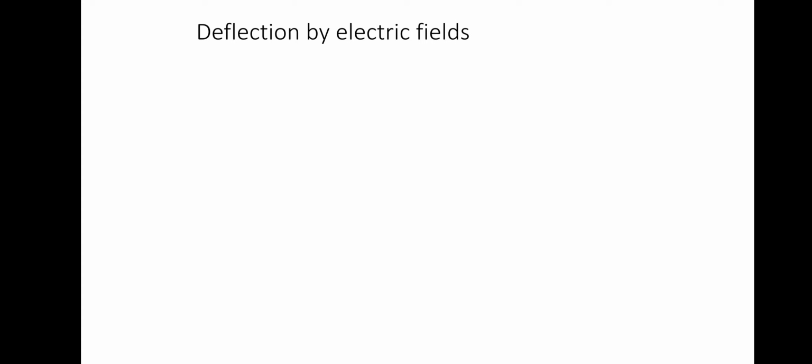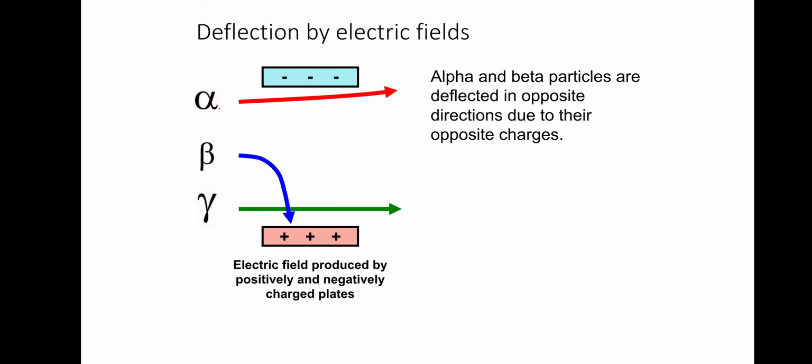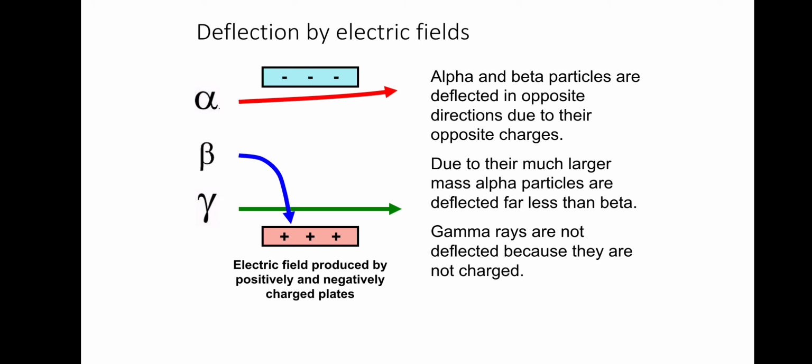So let's move on. So what about deflection by electric fields? So the alpha, as it's positively charged, 2 protons and 2 neutrons, will be deflected towards a negative side of an electric field. And beta, being a fast-moving electron of negative charge, will obviously move towards the positive side of an electric field. So alpha and beta particles are deflected in the opposite directions due to their opposite charges. And due to their much larger mass, alpha particles are deflected far less than beta particles. And gamma rays, once again, are not deflected because they're not charged.